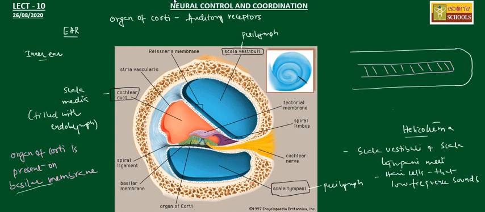You can see here in this picture, this whole is the organ of Corti. Later I'll discuss this in detail. You can see the nerves arising from those hair cells, and all of them together become the cochlear nerve.